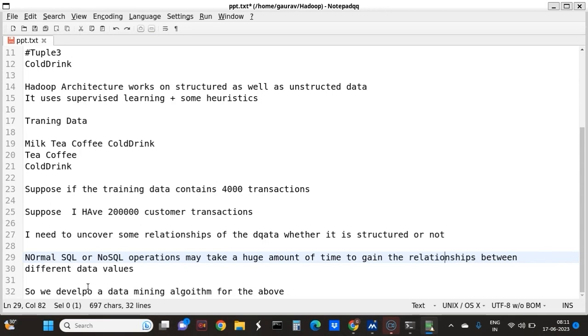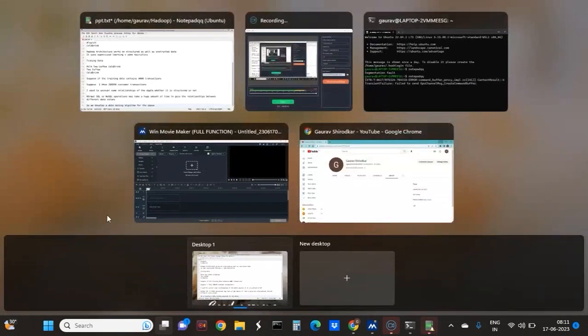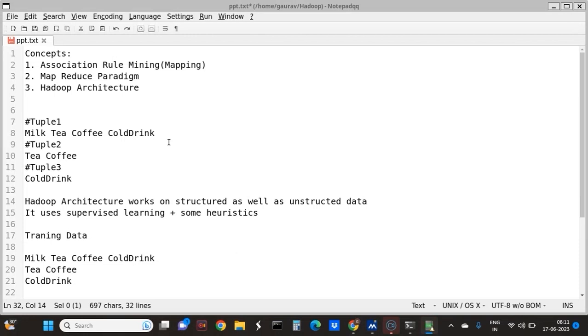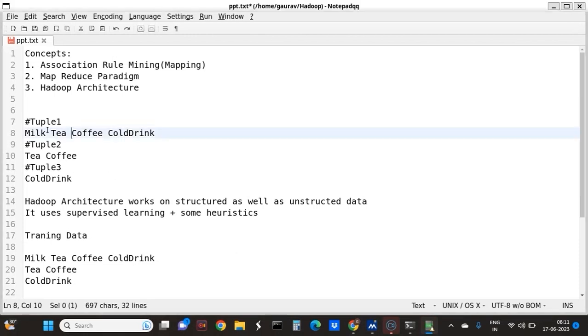So now the data mining algorithm we are developing is the Apriori algorithm. Let us again revise it. We have three tuples, and inside that, every line is space delimited. Hadoop architecture works on structured as well as unstructured data. If the number of columns are different and some columns are blank, it works on structured data as well as unstructured data.